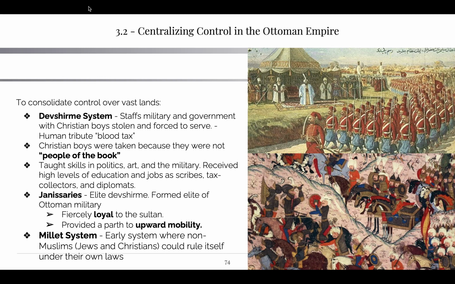The millet system is when you break a law, you go to a court based on your religion. AP loves this. So if you're a Muslim, you go to a court that's run by Sharia law. If you are Jewish, you go to a court that's run by the 10 Commandments, and if you're Christian, you're run by 10 Commandments. Huh? What does that change? Well, if you're a Muslim, Sharia law is definitely different from the 10 Commandments.